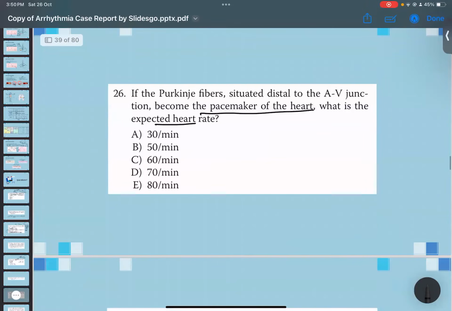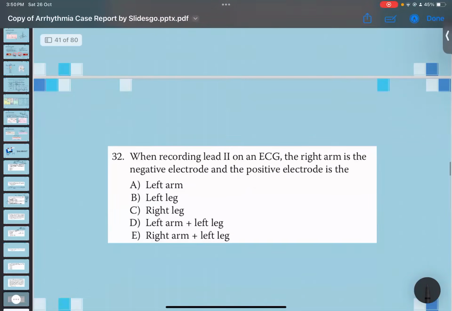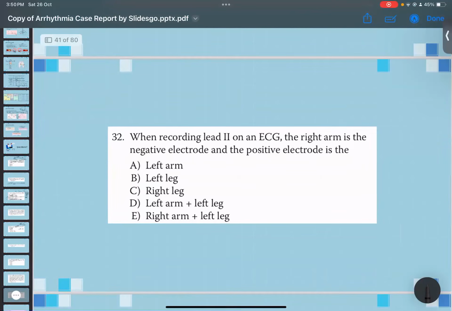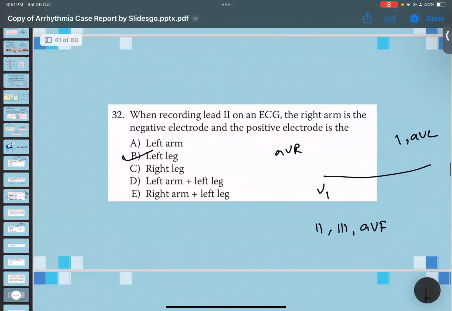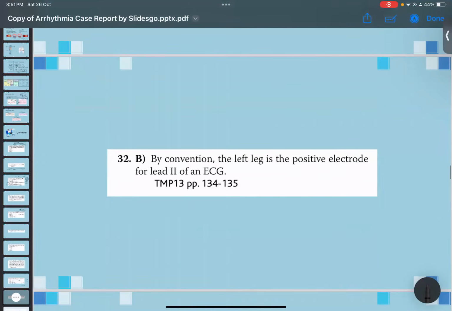So it should be A. When recording lead 2 on an ECG, the right arm is the negative electrode and the positive electrode is the left leg. Lead 2 would be on your left leg, because 2, 3, and aVF are all down. 1 and aVL are up. aVR is here, and then V1 to V6 are here. So yeah.